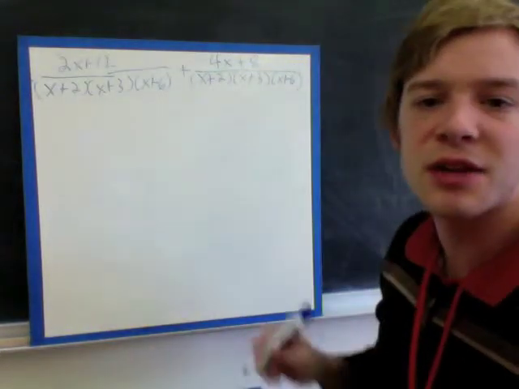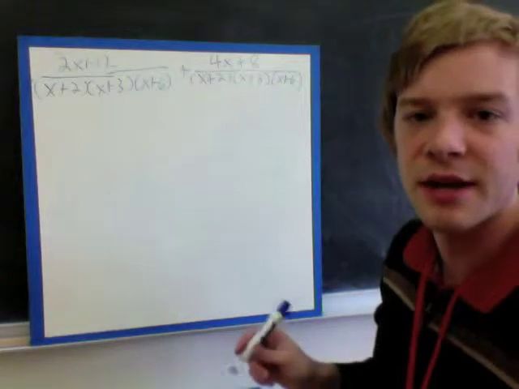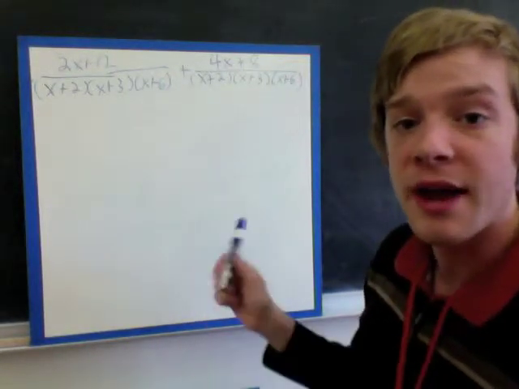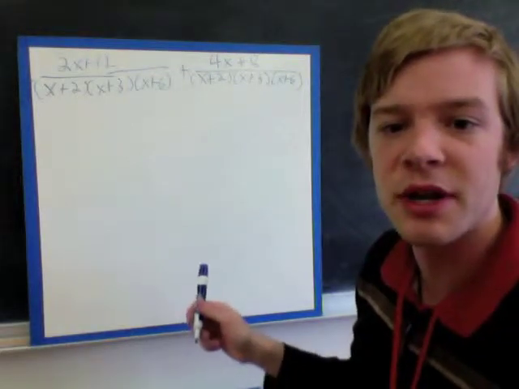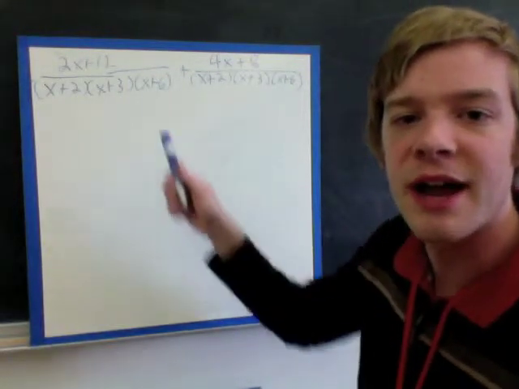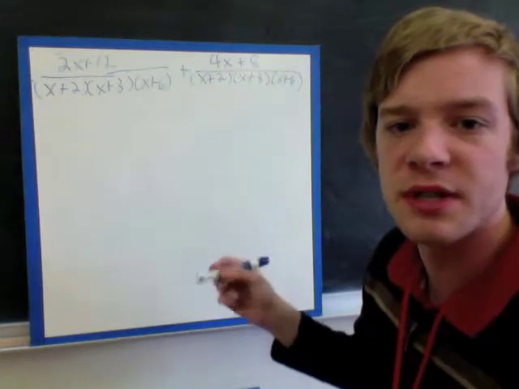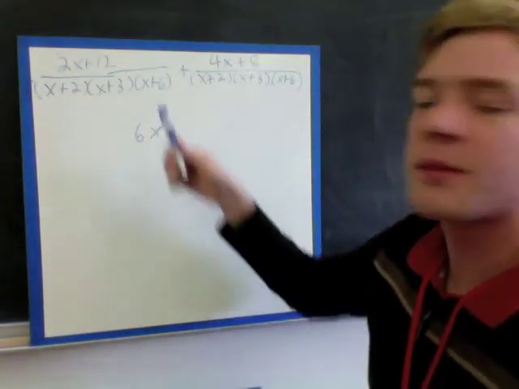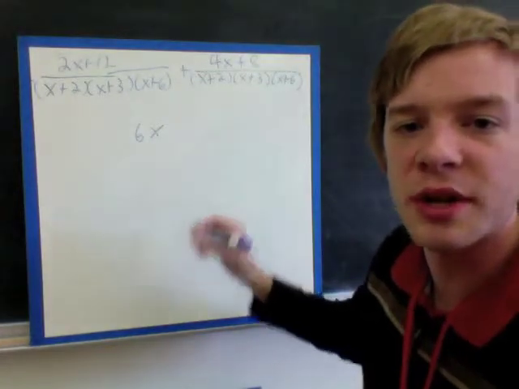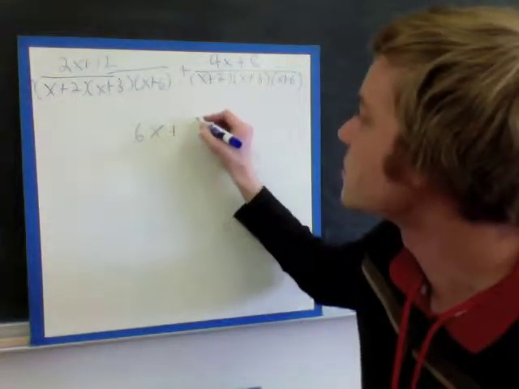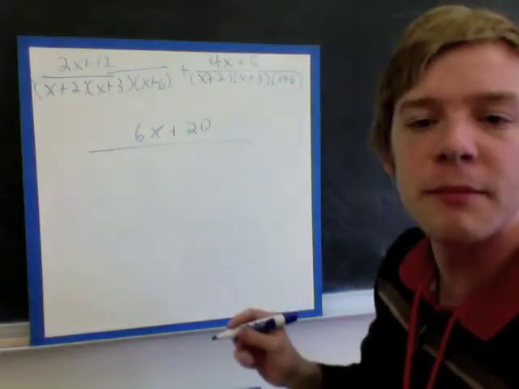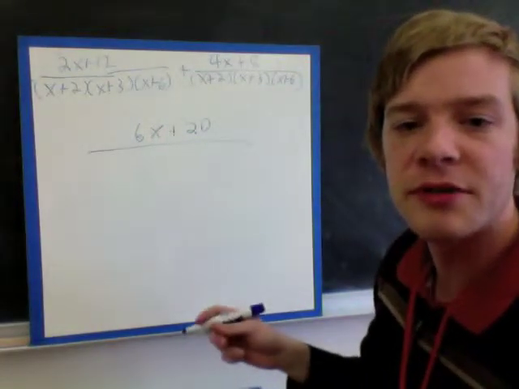So this is exactly what I had at the bottom of the last slide, and I'm just going to finish solving this out. We've done most of the hard work here, and now we just need to add together. So I'm going to combine my like terms. I'm going to have 2x plus 4x, which is 6x, and then I'm going to have 12 plus 8, which is 20. And if you remember, when we add and subtract, our denominator is going to stay the same.